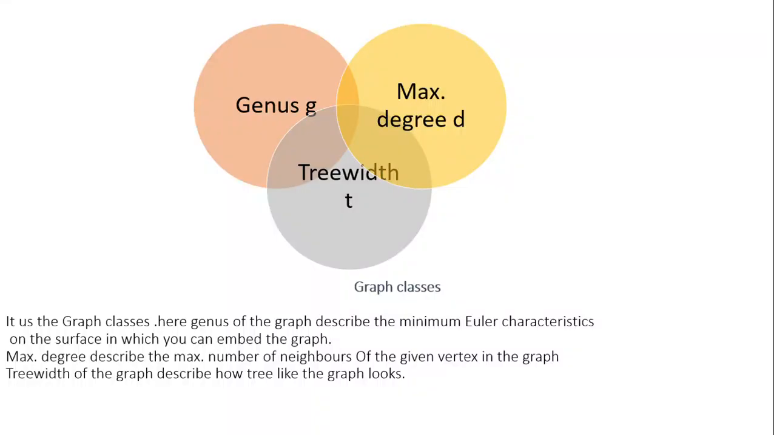So here in the figure you can see the graph classes. The genus of the graph describes the minimum Euler characteristic of the surface in which you can embed the graph, and the maximum degree describes the maximum number of neighbors of a given vertex in the graph. Tree width of the graph describes how tree-like the graph looks.